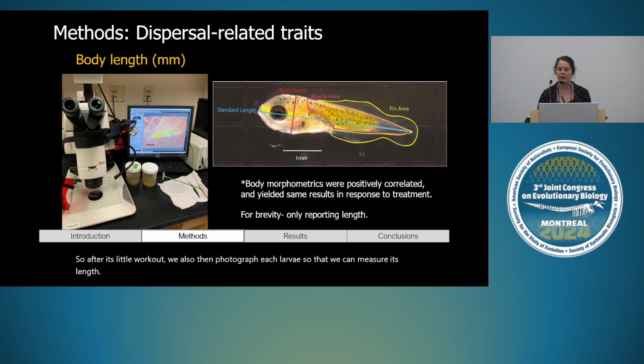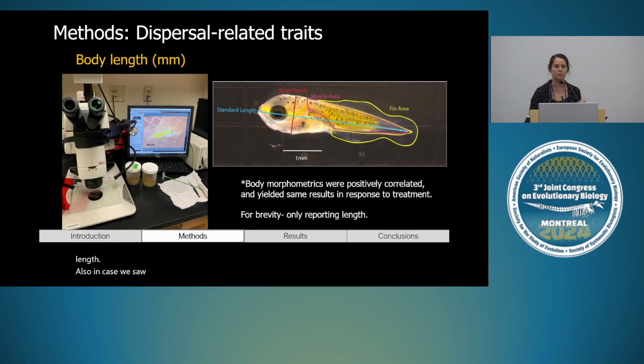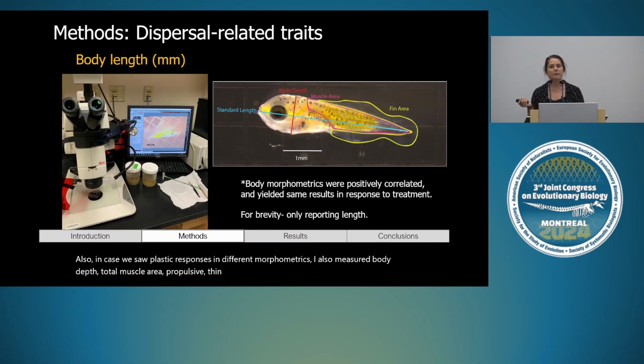Also, in case we saw plastic responses in different morphometrics, I also measured body depth, total muscle area, and propulsive fin area, but all these traits ended up being really correlated with one another and yielded similar responses. So just for brevity, I'm just going to share the results on total length.